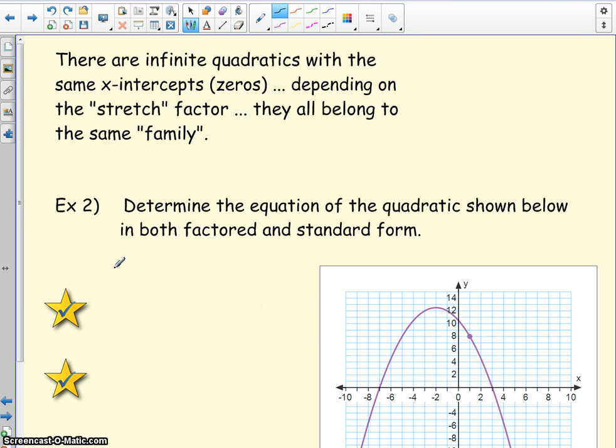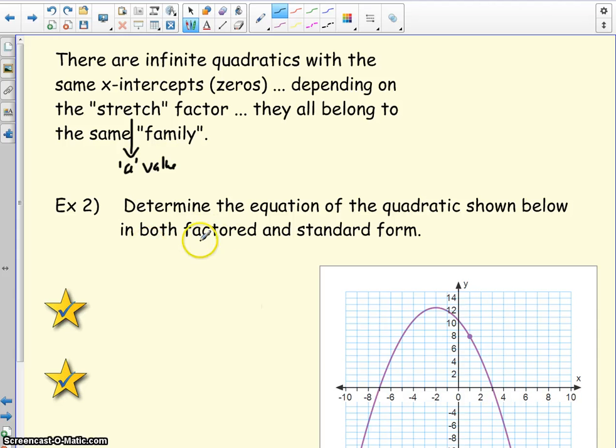Now we've gone from being given the equation to find all sorts of information. Now we're going to try and go backwards. We're going to be given a graph and try and find the equation of it. So the one thing I'll note here, there are infinitely many quadratics that have the same x-intercepts or zeros. So depending on the stretch factor, which comes from that a value, these are all going to belong to the same family because they all have the same x-intercepts. However, there's going to be an a value that will give it a different stretch or compression factor. It'll tell you how wide or narrow the parabola is. Also might tell you if it opens up or down.